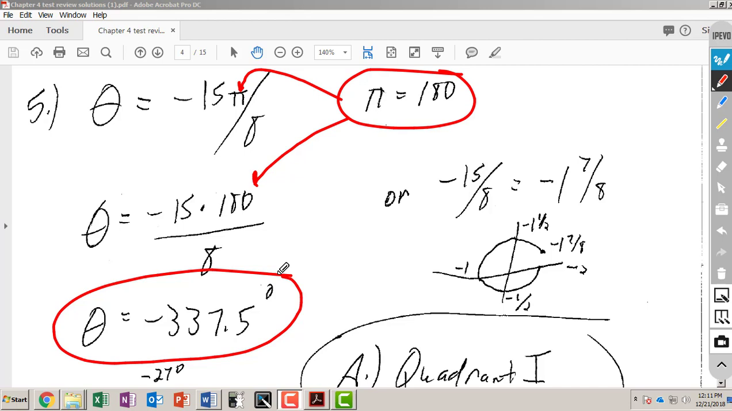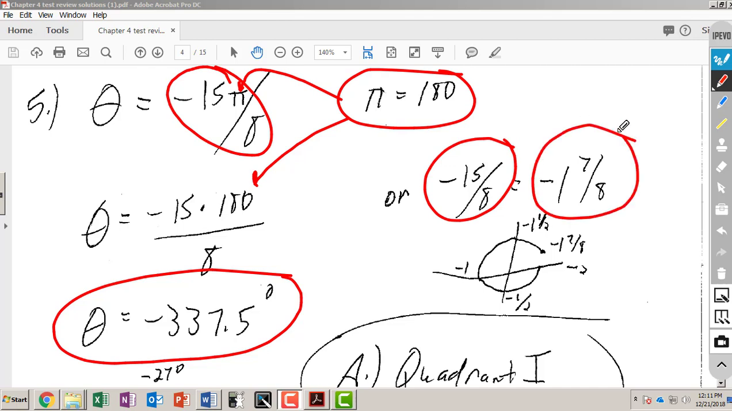You can also take negative 15/8 and change it from an improper fraction to a mixed number. That's negative 1 7/8. So two ways you can do this. I'll do the negative 15/8 first. Since that's negative 1 7/8, here's negative 1 pi and 7/8 of another pi. That puts that in the first quadrant.